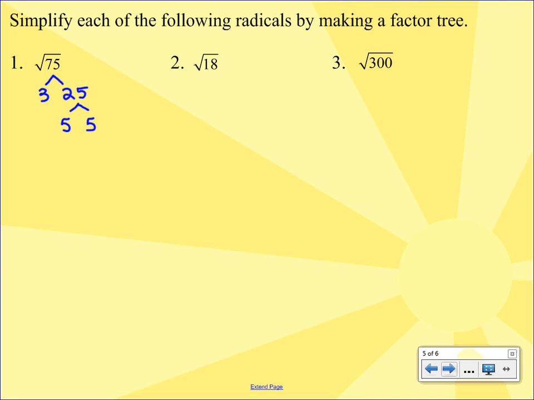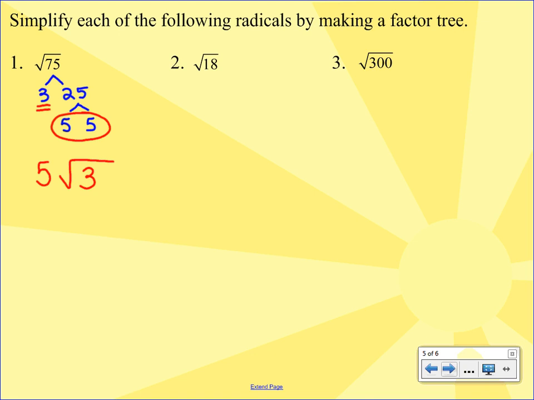We circle our pairs. And then remember, now maybe you just want to draw a radical symbol because you're going to have something to go out and something to stay in. So the pairs are going to go out. So the 5 goes out. And then the singles stay in. So 3 is going to stay in.